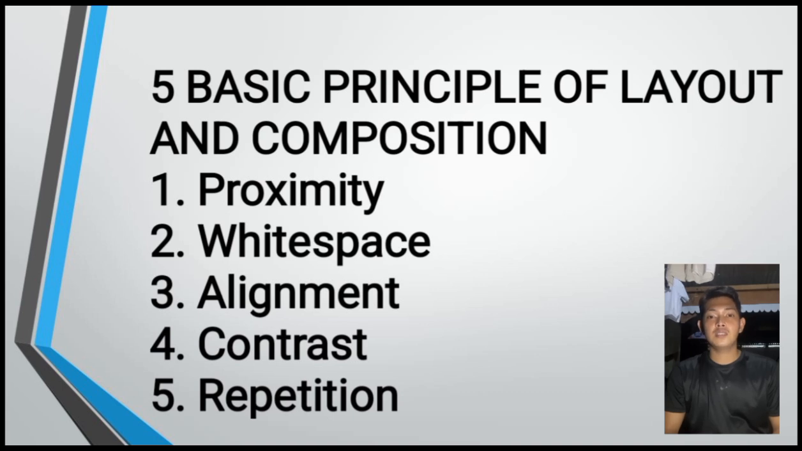Proximity. The process of placing related elements together in a design. Blocks, text, graphics, and related items should be grouped to make your design easier to understand. White space is the negative space between the elements in the design. Two types of white space: micro white space and macro white space.